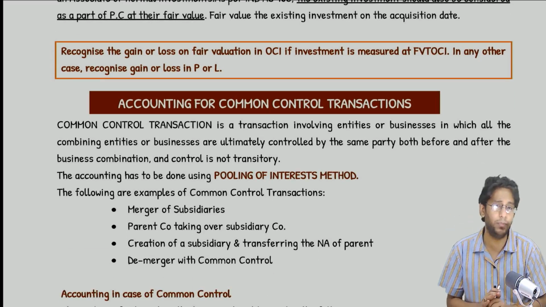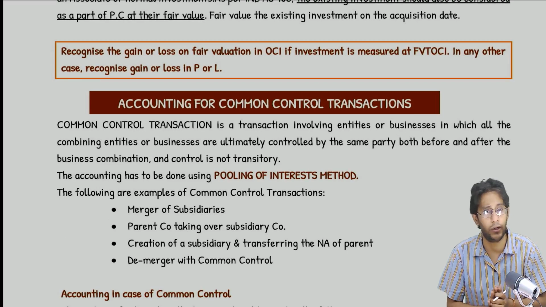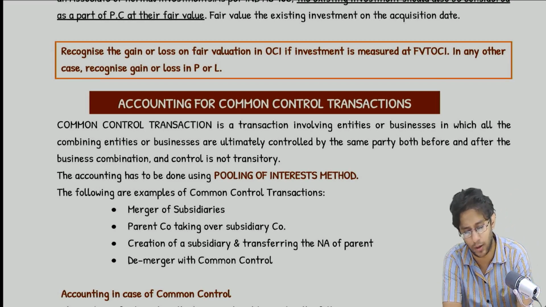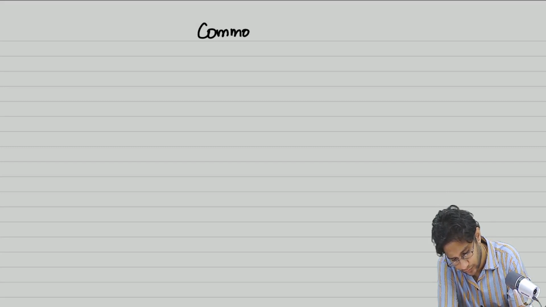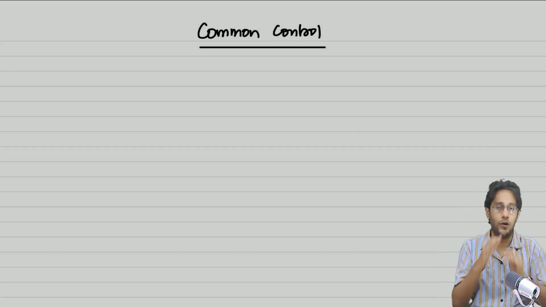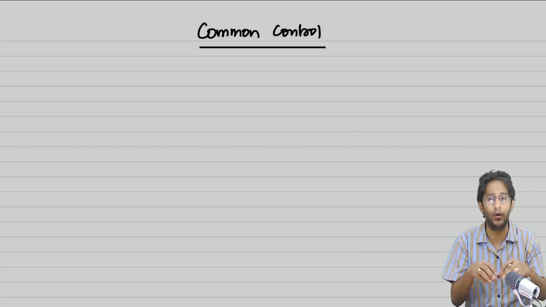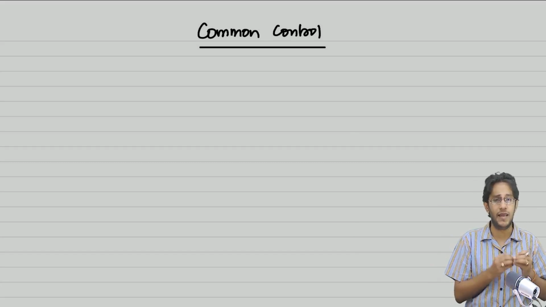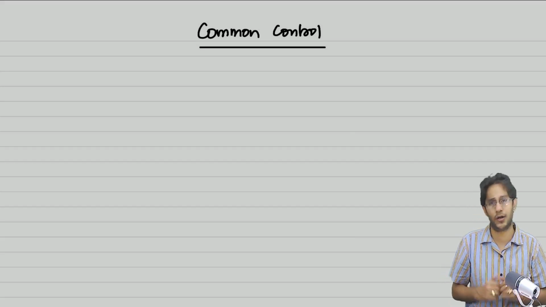That's all, sir. We have pretty much covered all the concepts relating to the acquisition method. Now coming to the next aspect, which is called common control transaction. Common control transaction means it looks like a business combination arrangement, but before and after the arrangement, the control is with the same party. If the same person controls the business before and after the arrangement, it is called a common control transaction.